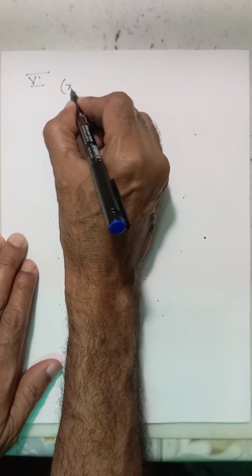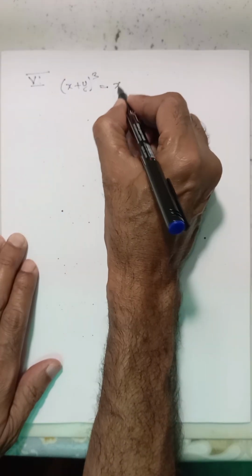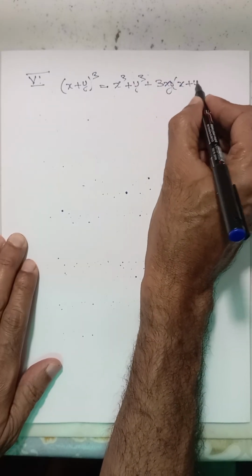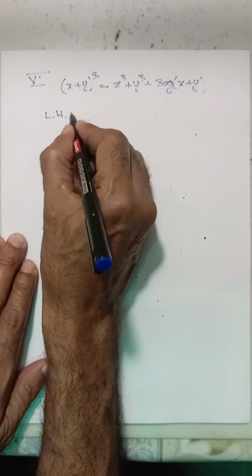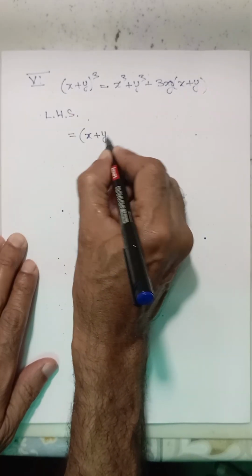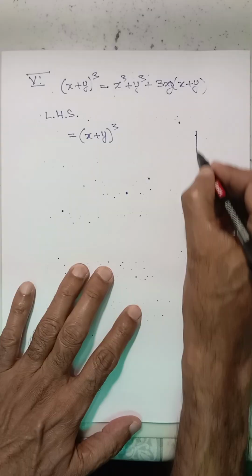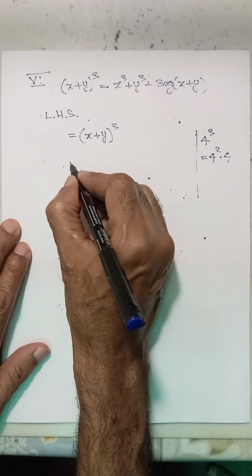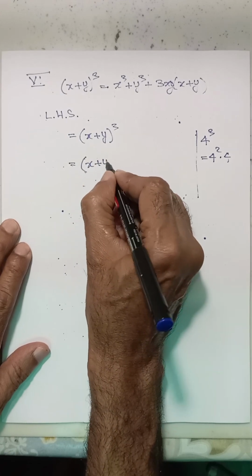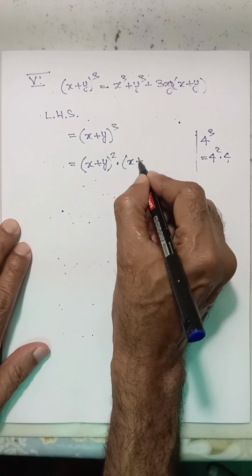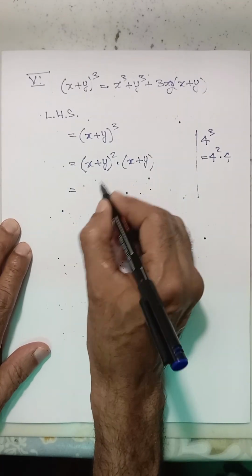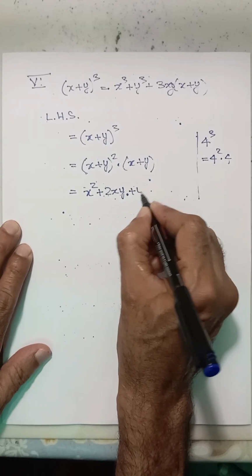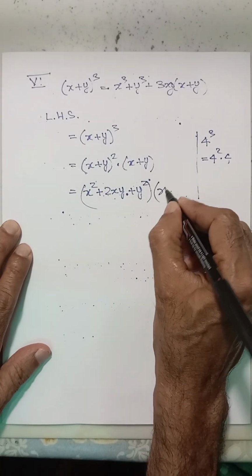The sixth one is (x + y)³ = x³ + y³ + 3xy(x + y). So let us derive it. So LHS is equal to (x + y)³. Now just see it. Suppose it is 4³. 4³ can be written as 4² into 4. In the similar manner, this can be written as (x + y)² into (x + y). This will be equal to x² + 2xy + y², and here it is x + y.